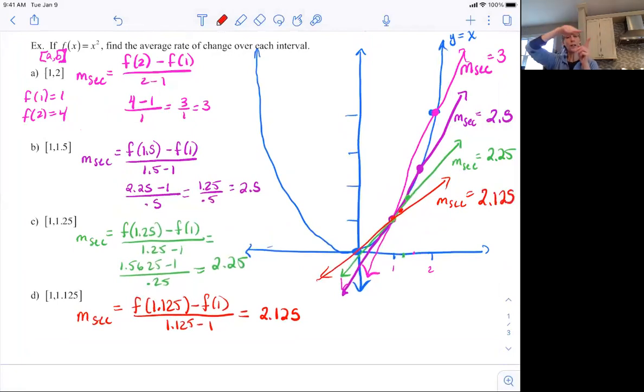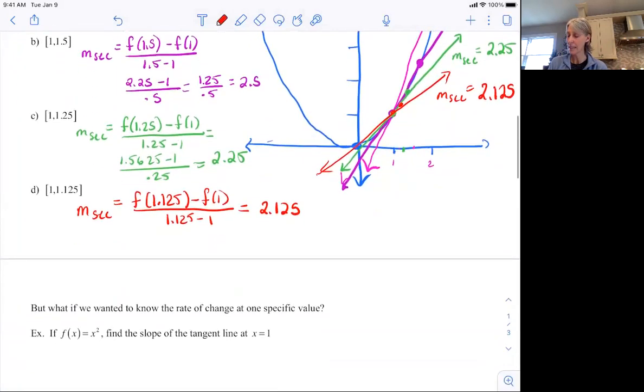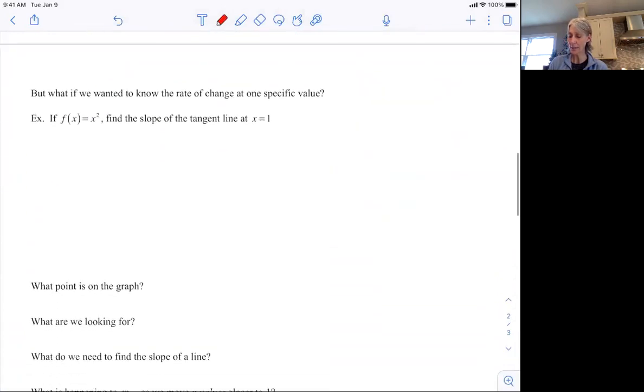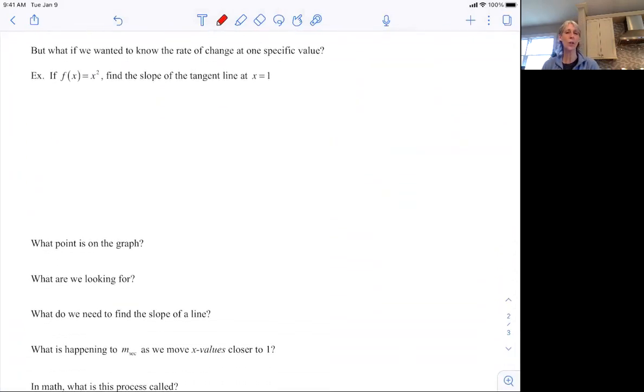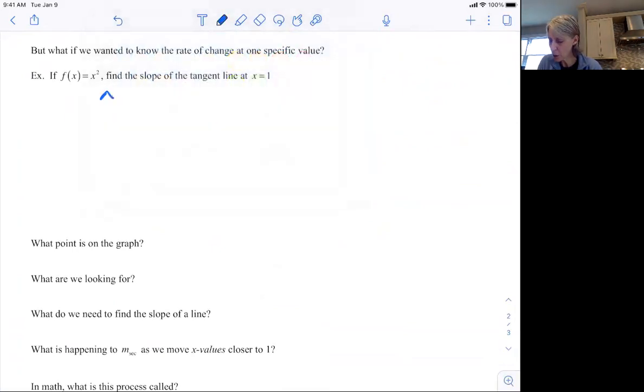So all we did, on our given function, is find the average rate of change between the 2 points on the line. That's something you should already know how to do from previous courses and what we did in the beginning of the year. What if we wanted to know the rate of change at one specific value? So let's go back to our x squared curve.